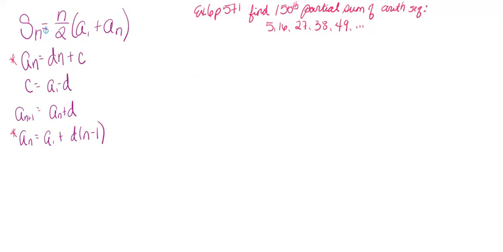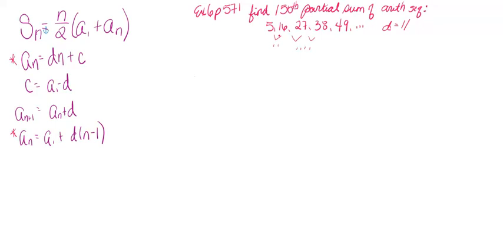And in order to find the 150th term, I need to know the common difference. So I look at the first 2 terms and I say 16 minus 5 is 11. 27 minus 16 is also 11. 38 minus 27 is 11, and so forth as I go on. So I'm finding that my common difference is 11.